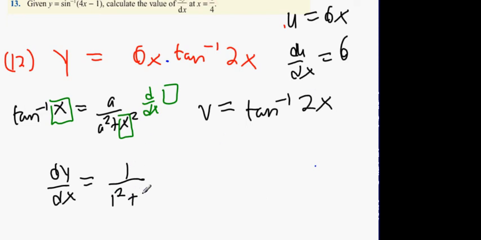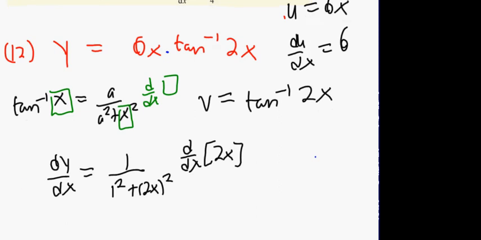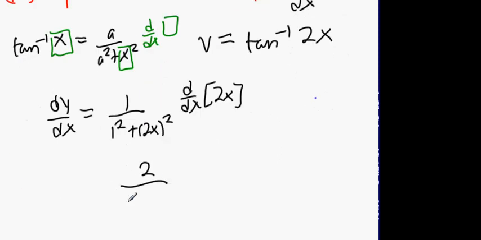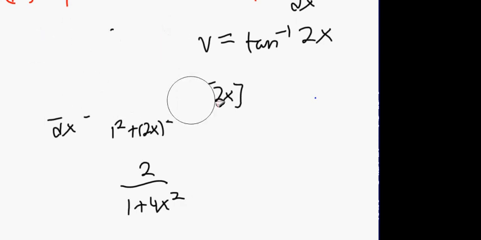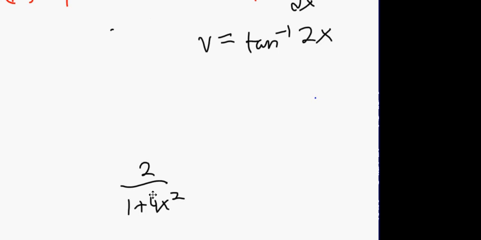In this case it's 2x, so it's going to be 2x squared on the bottom. Differentiate what's in the box, so I have to differentiate 2x. And that's going to leave me 2 over 1 plus 4x squared. Now that I've done that, that is what the dv/dx is.